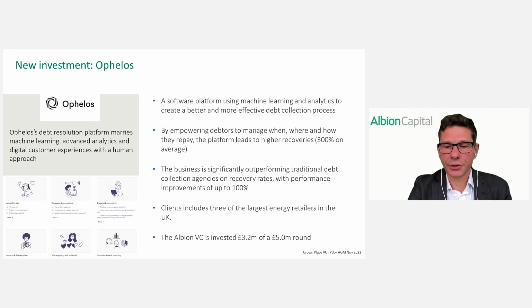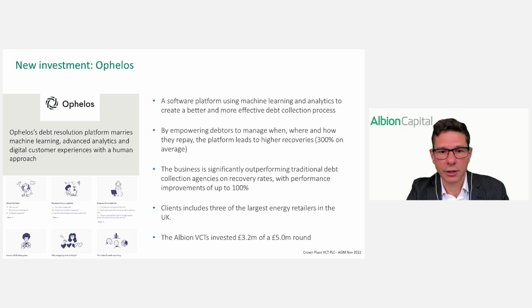Offalos is a company that some of you may have seen present at our shareholder event last week. It is a company that has developed technology which enables large blue chip clients of theirs to personalize their approach to debt collection. The business is significantly outperforming other debt collection agencies on recovery rates, which gives them the ability to collect more than 100% more of the debts outstanding from customers, and also gives the customers a much better experience in this whole debt collections and arrears process.